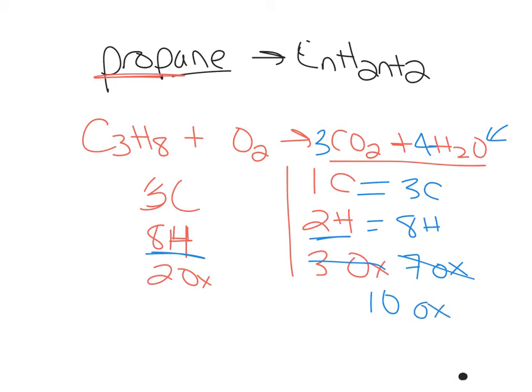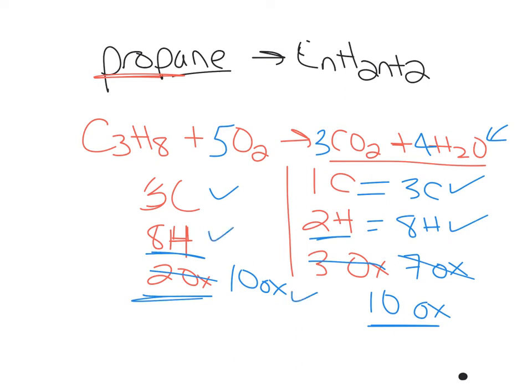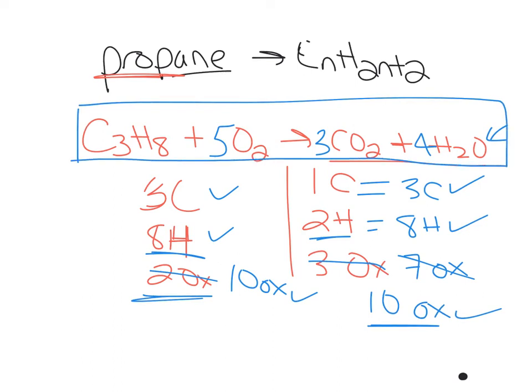Now this works really well because on my reactant side I have 2 oxygens and I have 10 on my product side, and 2 can easily go into 10 5 times. So I'm going to add a 5 in front of my oxygen gas, and that will give me 10 oxygen. So now each side has 3 carbon, 8 hydrogen, and 10 oxygen. So a complete combustion reaction of propane would be C3H8 plus 5 O2 gives us 3 CO2 plus 4 H2O.